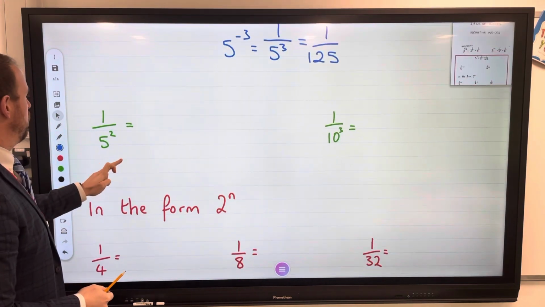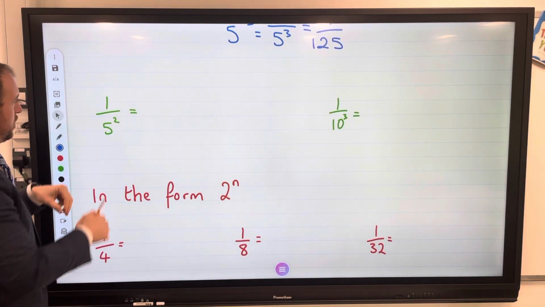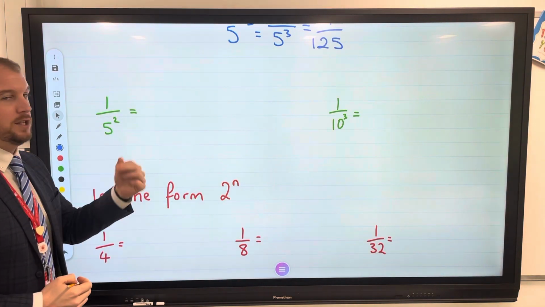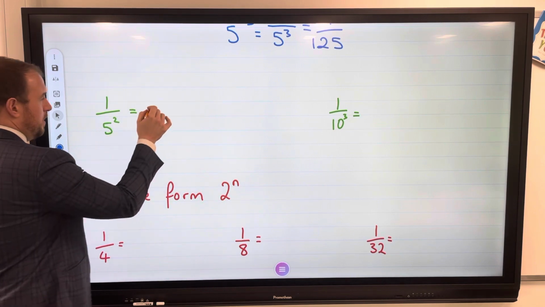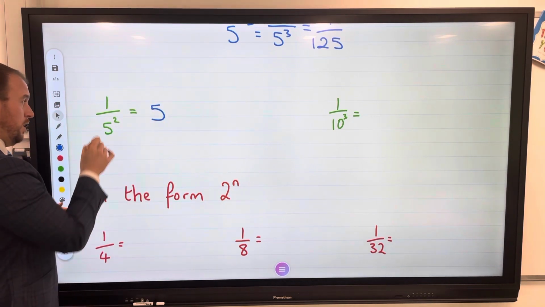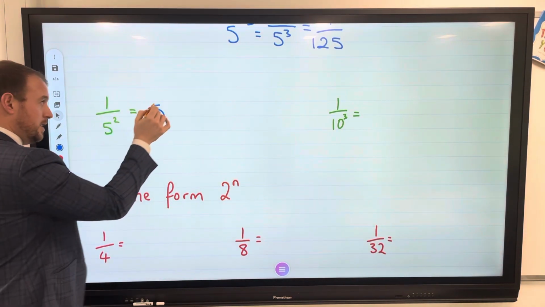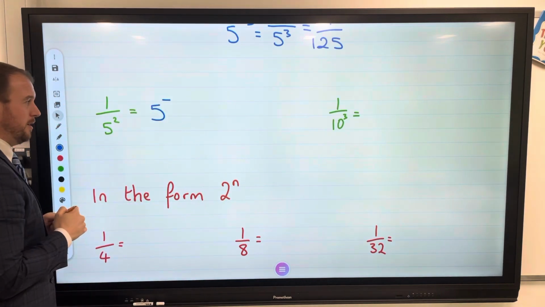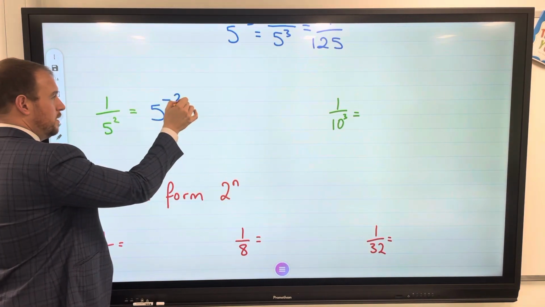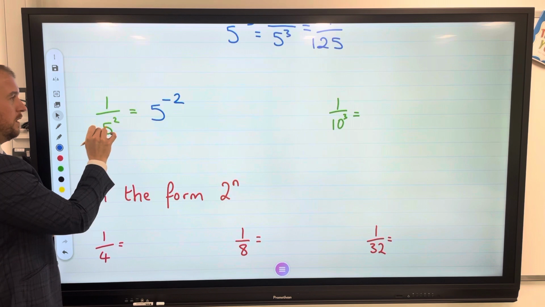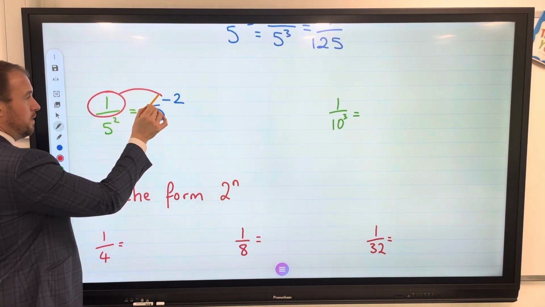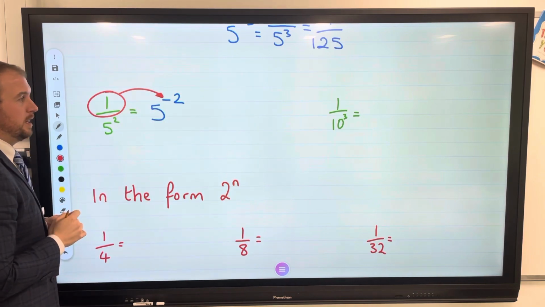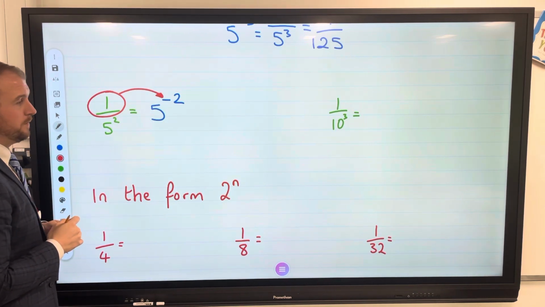This time we've got our question here of 1 over 5 squared. Let's write this as a negative power. Well, our base number is a 5. This 1 over bit is equivalent to a negative power. And then we have power of 2 because it's there. You can see what's happened. This 1 over is now converted using the negative symbol.